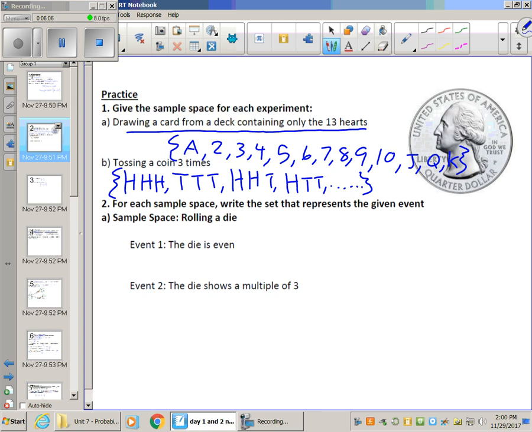All right, number 2, for each sample space, write the set that represents the given sample space, rolling a die. All right, event 1, the die is even. Well, if the die is even, the sample space is all the even numbers, right? 2, 4, and 6. The die shows a multiple of 3. What are all the multiples of 3 on a die? Just 3 and 6. Okay, so there's an example of sample spaces with certain criteria.